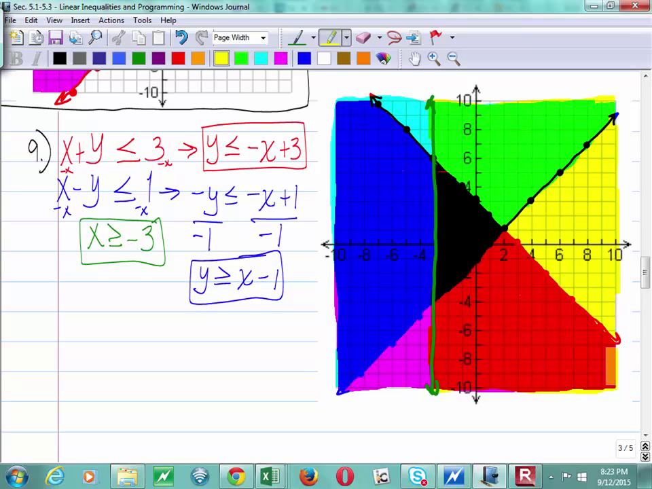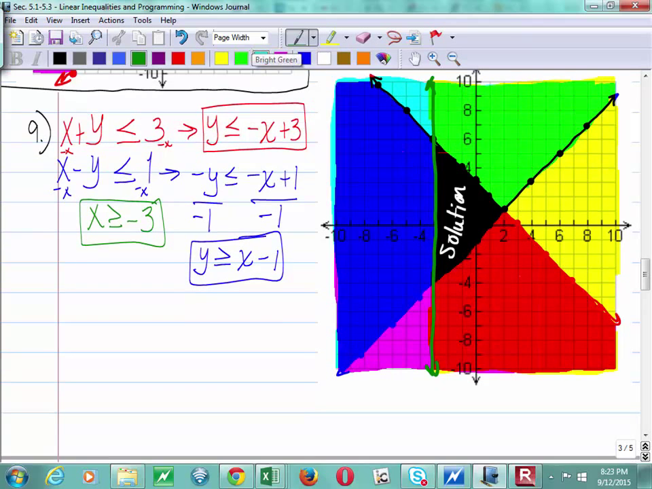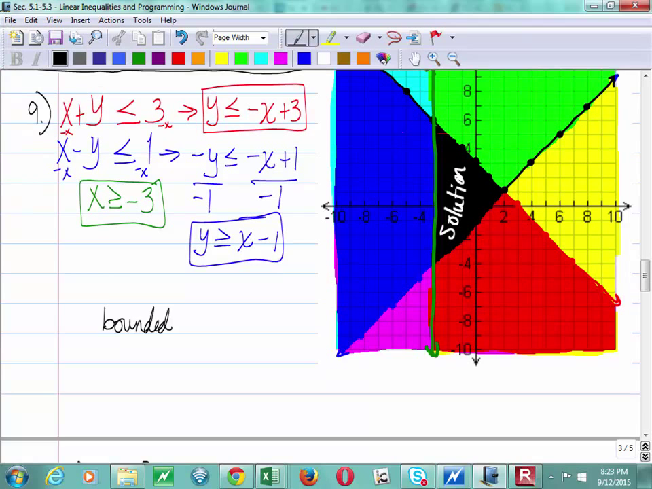Alright. So our solution is this black triangle in the middle. And in this case, the solution is bounded. Okay, so it's got boundaries on all sides. It's not extending indefinitely in any direction.